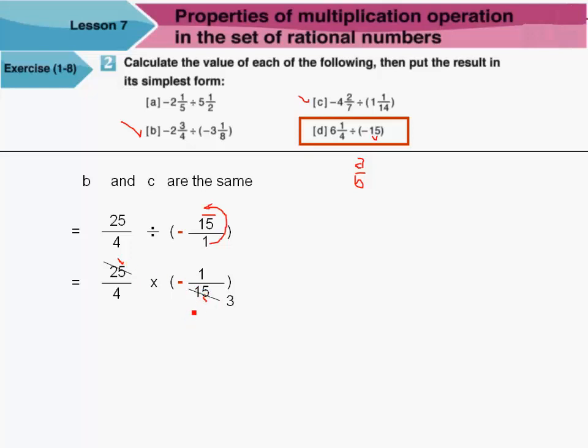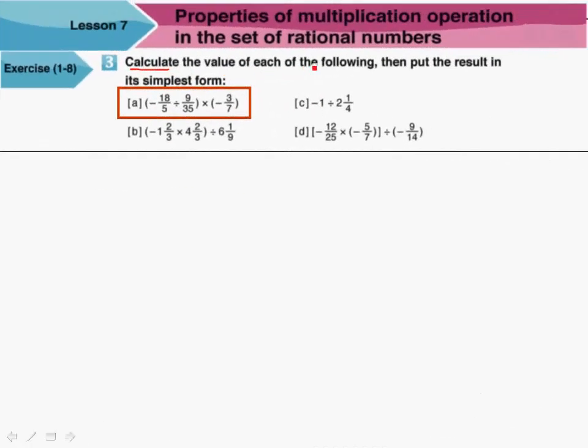So 15 divided by 5 is 3. 25 divided by 5 is 5. This will be equal to 5 times 1 is 5, 4 times 3 is 12. And we have here plus times minus is minus, because here there is a plus, but we don't write plus. And you know, minus times minus is equal to plus, but minus times plus is equal to minus. And this is in the simplest form.